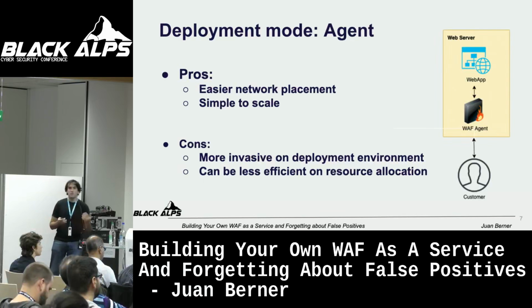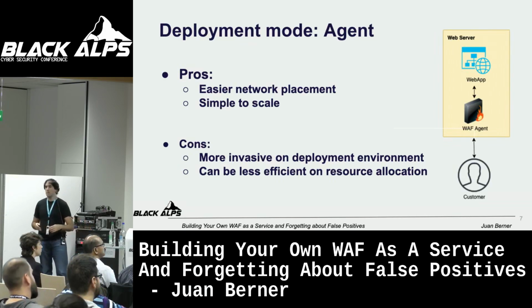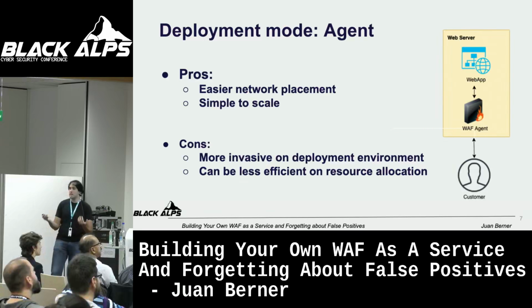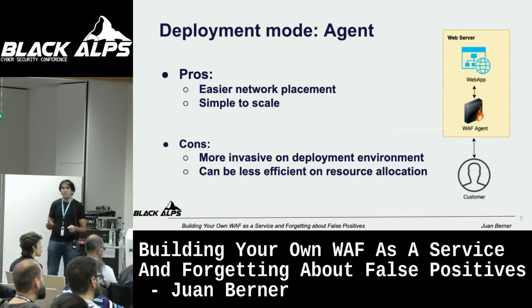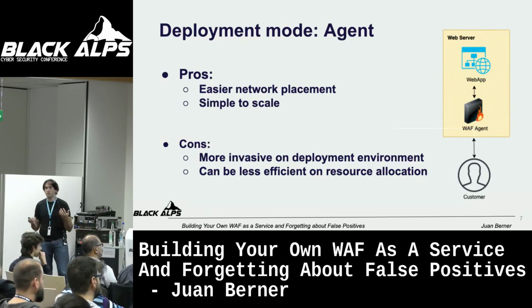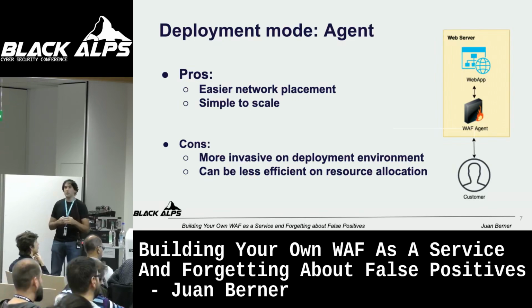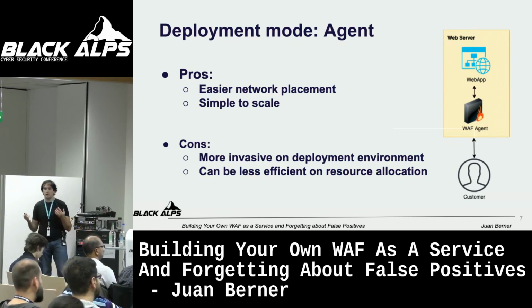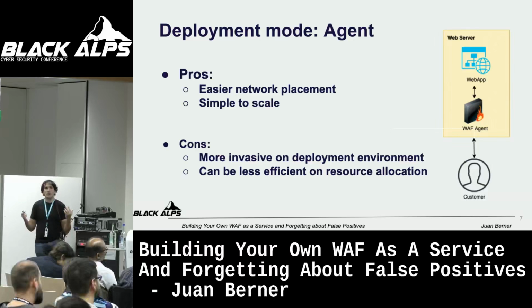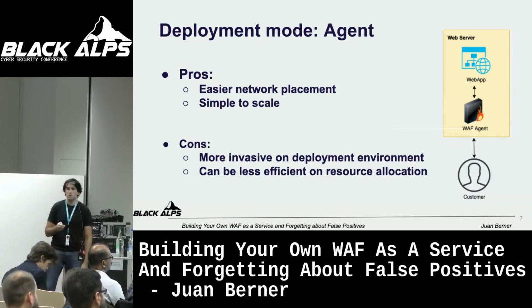A newer deployment mode has been the agent mode. This means that you're basically placing something alongside your web application. In the Kubernetes world, you can imagine a sidecar there. On bare metal, it might be a process running on the same box. It's very easy to scale because it scales with your web application. But of course, it's a lot more invasive, and depending on how many resources this agent needs, it can become very inefficient to use.